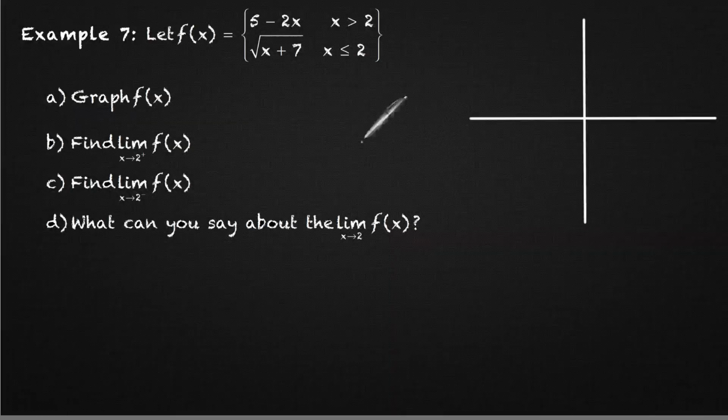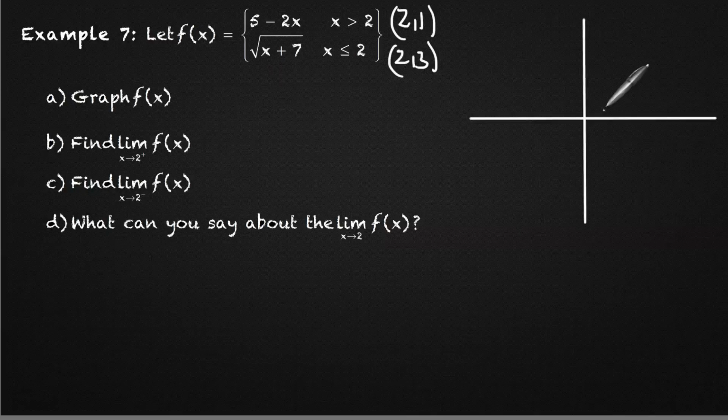Okay, we've come to the last problem here, and this is another piecewise function. So it splits at x equals 2, so we're going to take 2 and plug it into the linear function. 5 minus 4 is 1, so we have the ordered pair 2, 1. And we're going to take 2 and plug it into the square root function. 2 plus 7 is 9. Square root of 9 is 3. So already we can see that these two functions are not going to connect. But let's go ahead and graph it anyway.